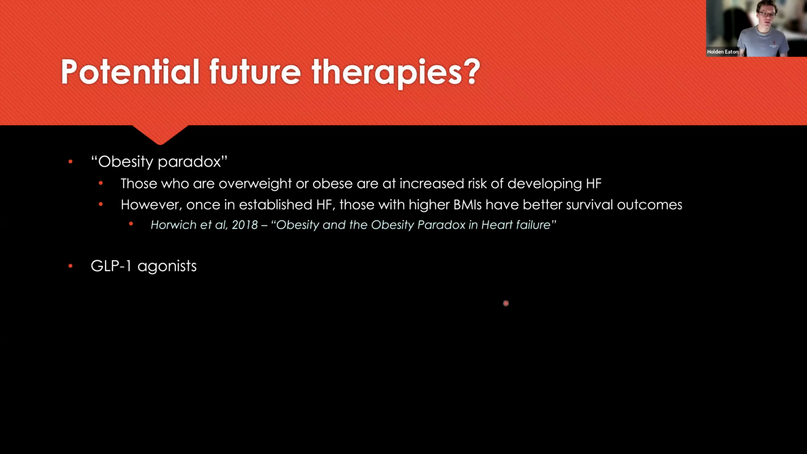So first off, we have this thing called the obesity paradox. So the idea goes that people who are overweight or obese are more likely to develop heart failure. So you might tell them to lose weight before they develop heart failure. But once you have established heart failure, they found that those with higher BMIs have better survival outcomes. So you suddenly think, can I tell them to lose weight? Or is that actually going to worsen their outcomes? And we don't actually have a clear answer to that right now. So that's one interesting point.